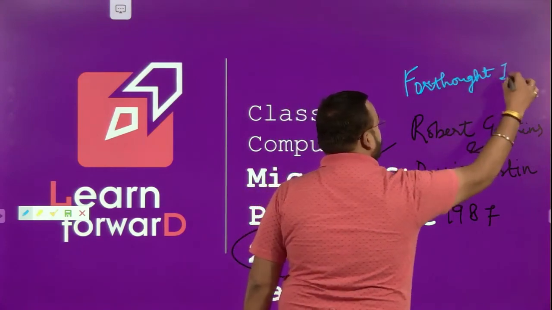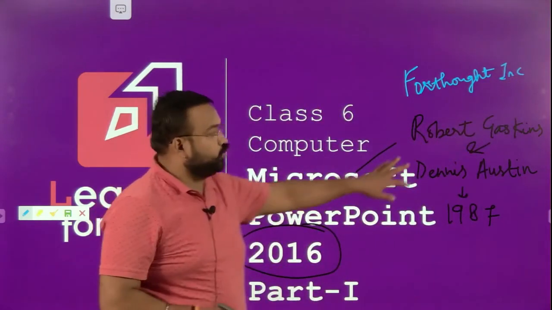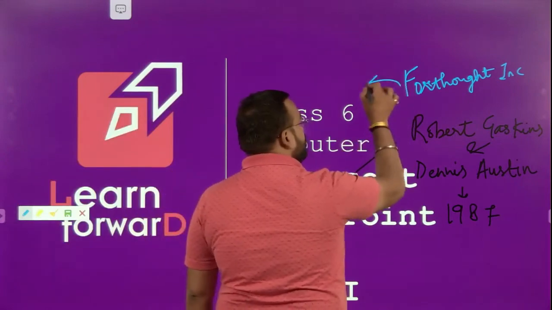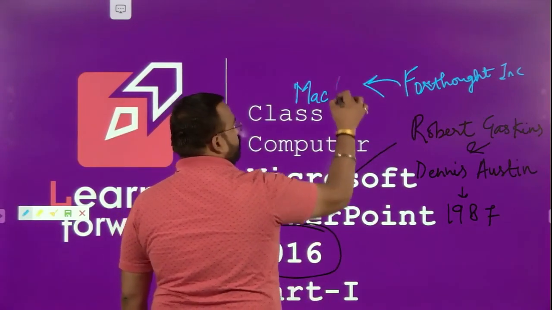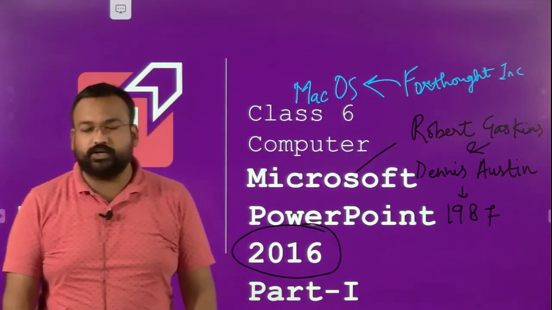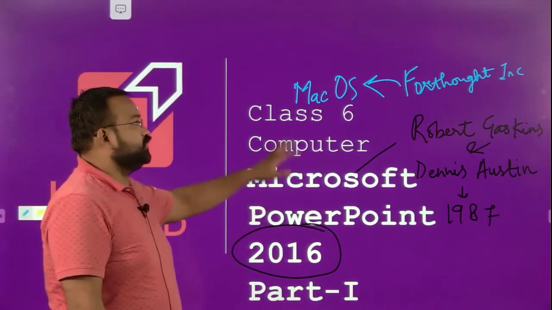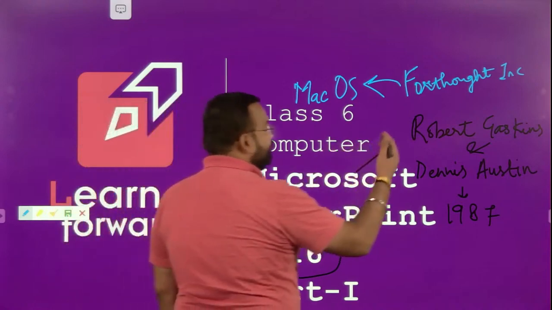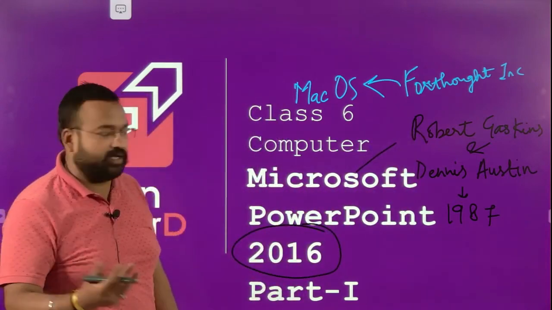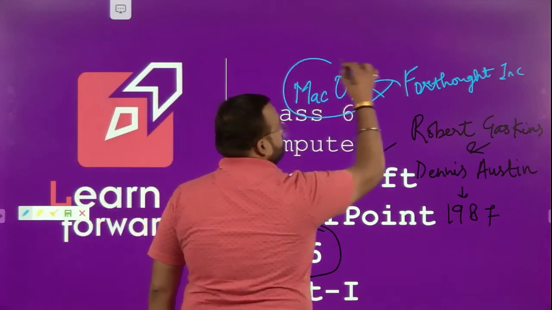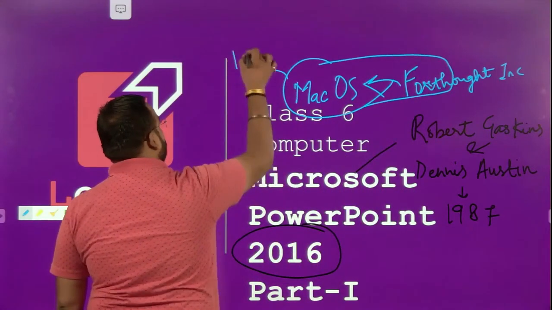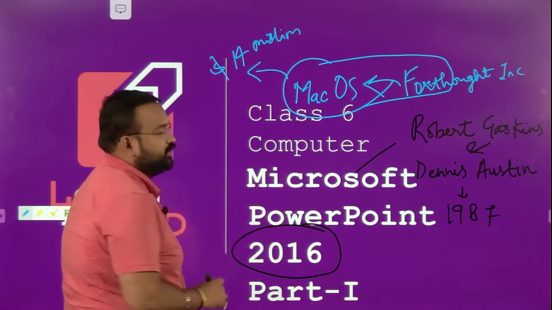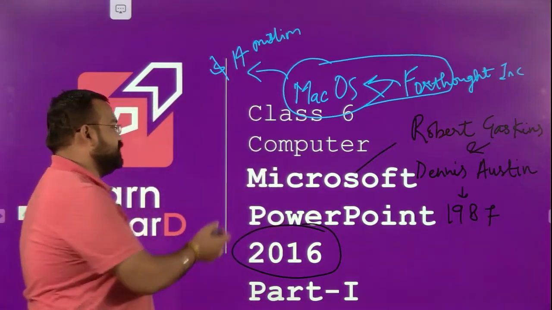There was a company, Forethought Incorporated, at which these two developers, or you can say these two scientists, developed this software. It was first developed for the Mac operating system, not for the Windows operating system. The first version was developed for the Macintosh operating system, or Mac OS, and later on, after getting popularity in just a span of 3 months, Microsoft bought it from this company for around $14 million, and it was then named Microsoft PowerPoint.